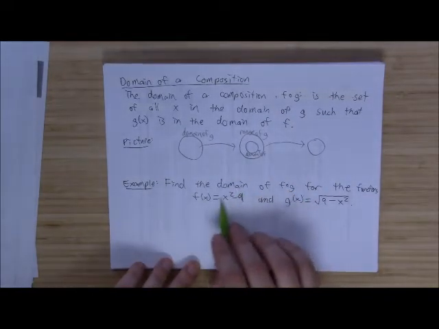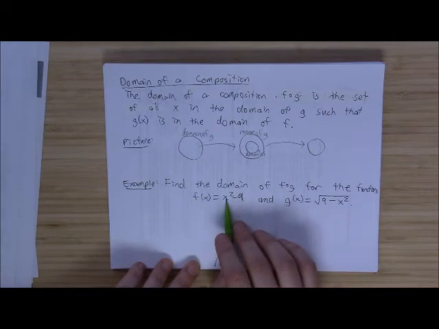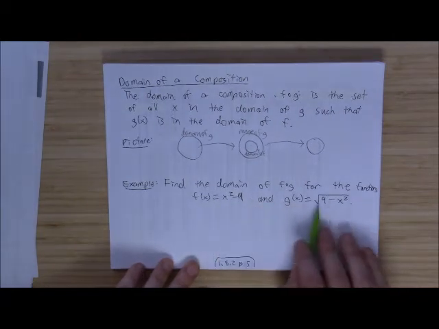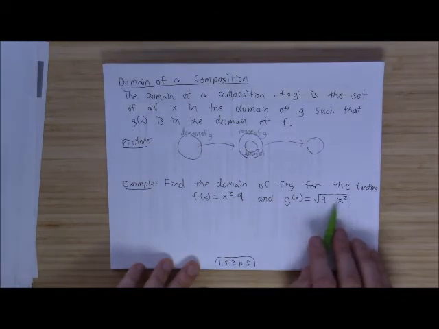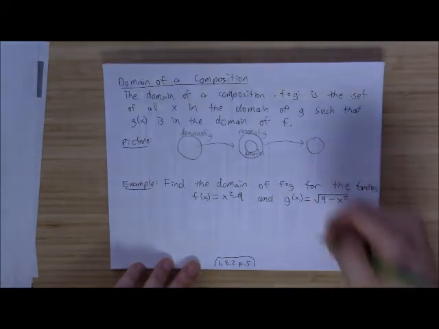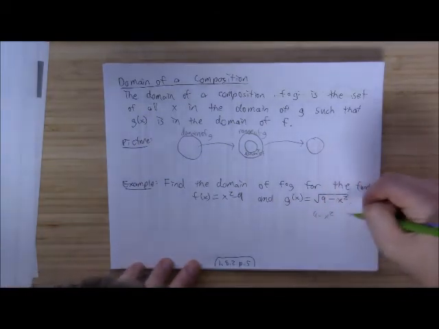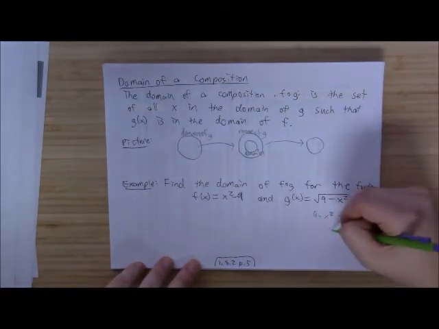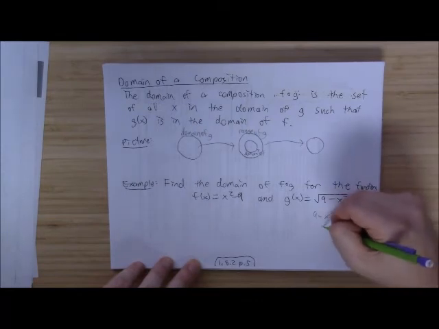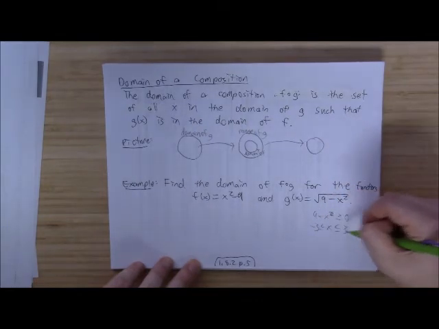Namely, we expect here the domain to be all real numbers, so we don't really need to worry about anything here. But here we see that we need the domain to be between -3 and 3, because we need 9 minus x squared to be greater than or equal to 0, which means x is going to be between -3 and 3.